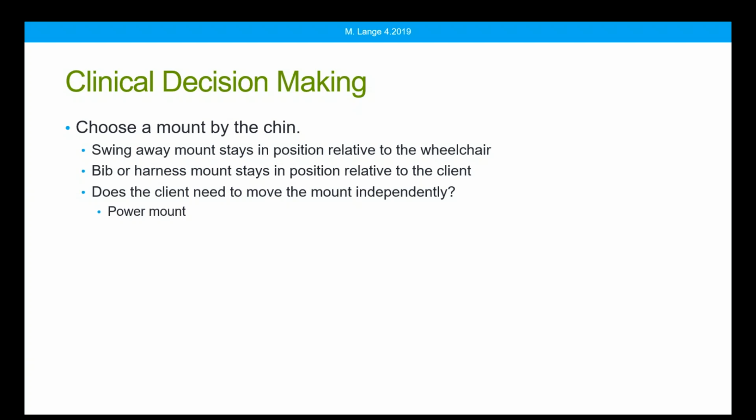If we use a bib or harness mount that actually is worn by the wheelchair driver, it will stay in position relative to the client. So if the client is moving a bit, even moving in response to movement of the chair over varied terrain, the joystick is more likely to stay in position. The main drawback of wearing the mount is the client can't get the joystick readily out of the way if they're not driving, like during meal times. If the client needs to move the mount independently, there are two power mount options like we talked about for standard joysticks, and this is a modification of a swing-away mount.